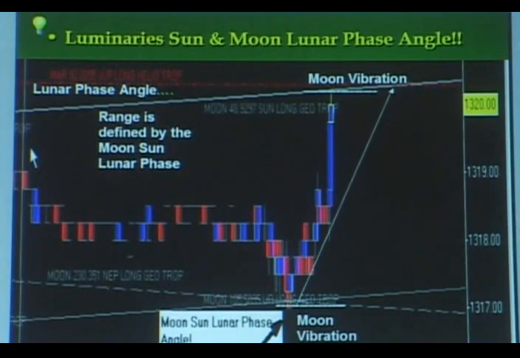Now we go on to luminaries. The sun and the moon, the lunar phase angle. This is one of my favorite intraday cycles. This cycle is quite predictable and quite accurate. Oftentimes, though, if there are larger cycles in play, it will only be worth a small bounce. But when the sun and the moon are in a powerful sign or have many aspects to them, this can be quite telling.